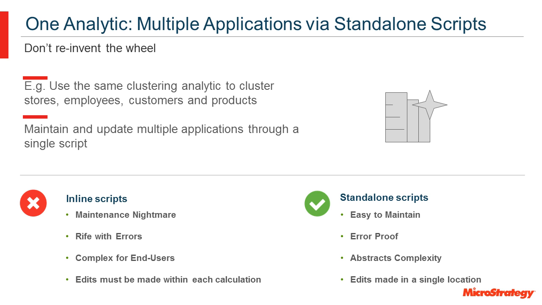So one particular analytic can be used across multiple applications. For example, the gold standard for forecasting is the ARIMA analytic, and that could be applied to numerous metrics, such as profit, revenue, cost. The same clustering analytic could be used to cluster your stores, your employees, customers, products.